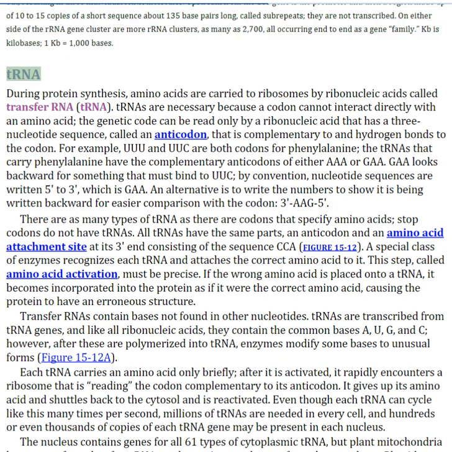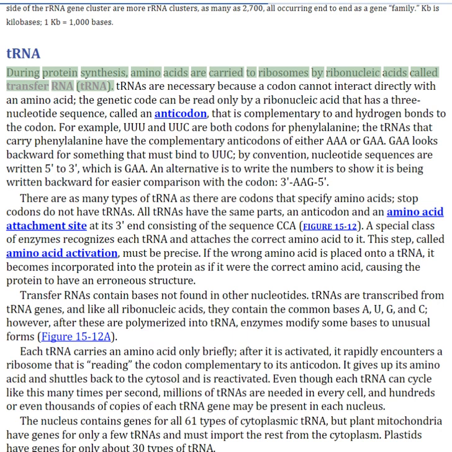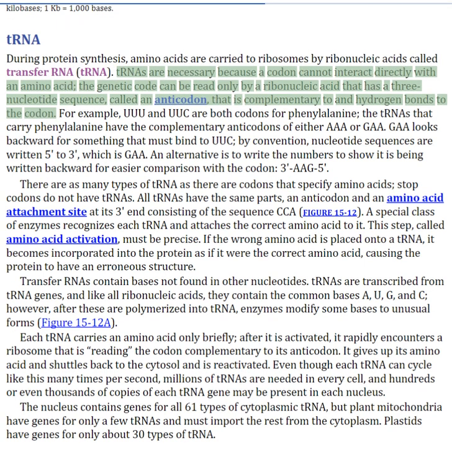tRNA. During protein synthesis, amino acids are carried to ribosomes by ribonucleic acids called transfer RNA. tRNAs are necessary because a codon cannot interact directly with an amino acid. The genetic code can be read only by a ribonucleic acid that has a 3-nucleotide sequence, called an anticodon, that is complementary to and hydrogen bonds to the codon.